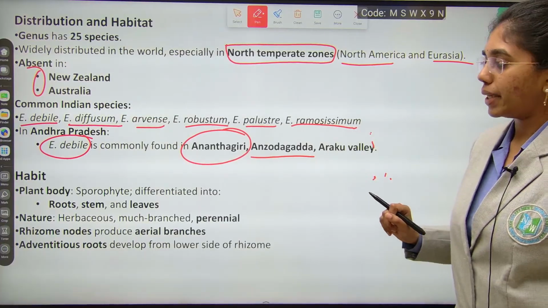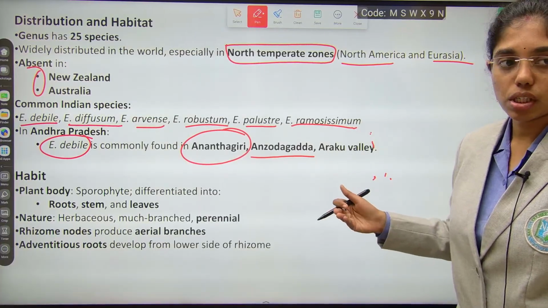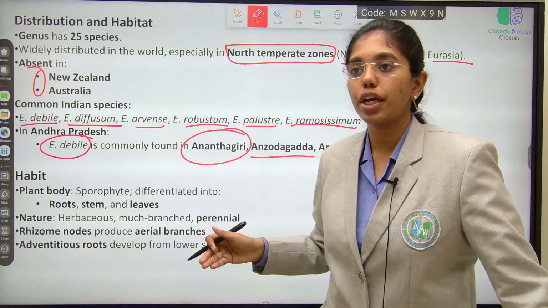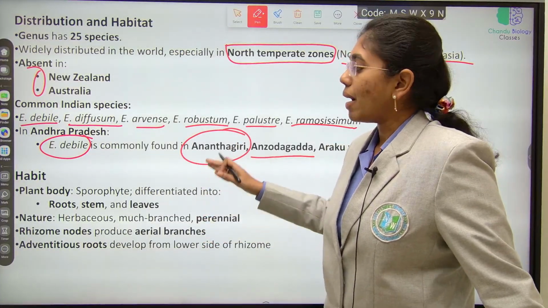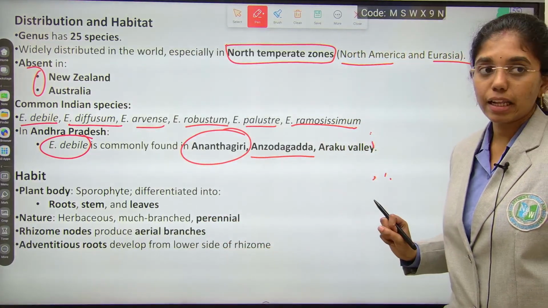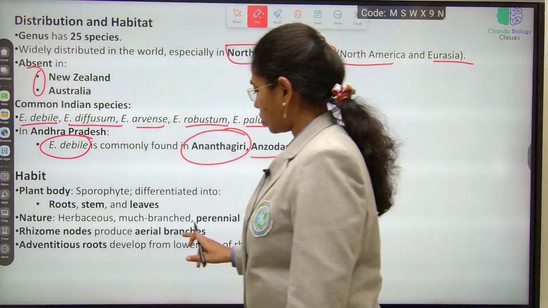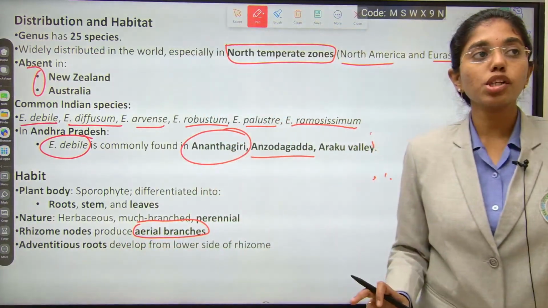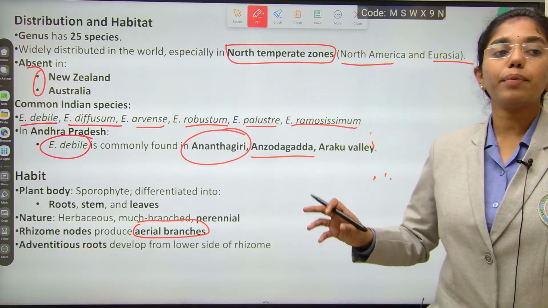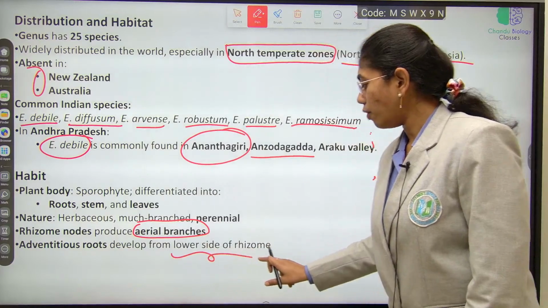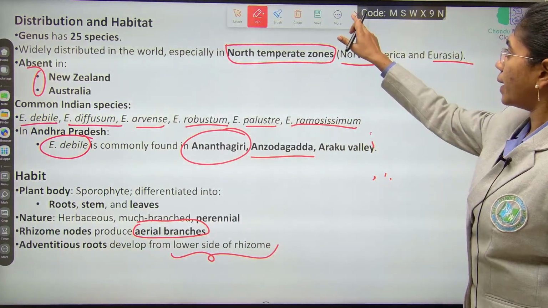Next, habit. What type of habit does it present? Of course, the dominant phase is the sporophytic phase. It is well differentiated into root, stem and leaves. The nature is herbaceous and it is a perennial plant. The rhizome has nodes and also aerial branches, and it possesses adventitious roots which develop from the lower side of the rhizome.